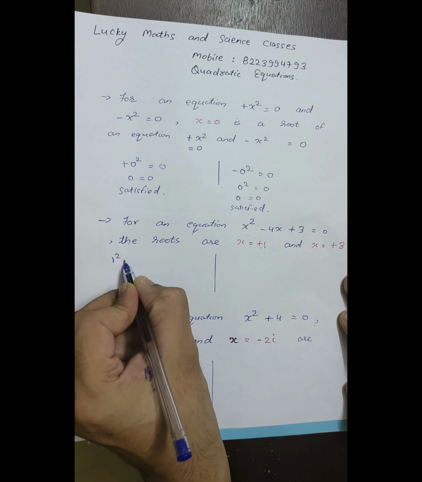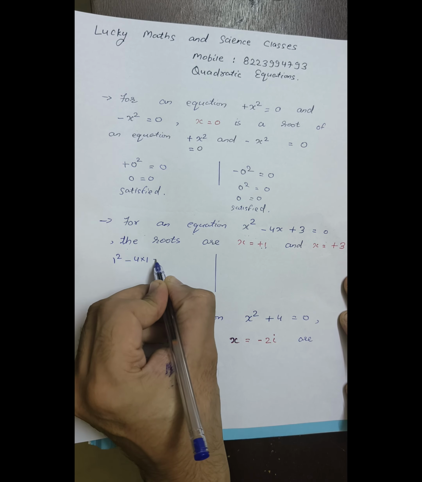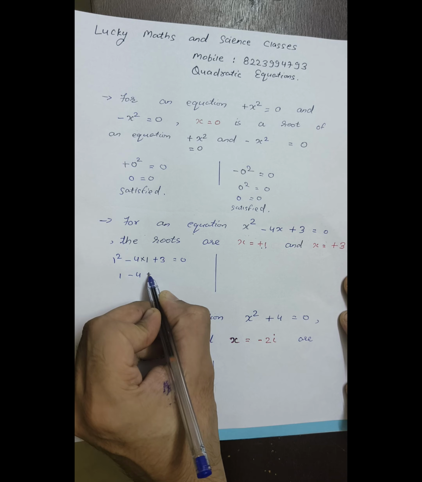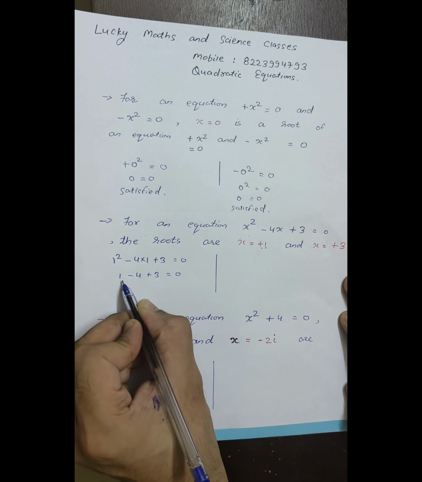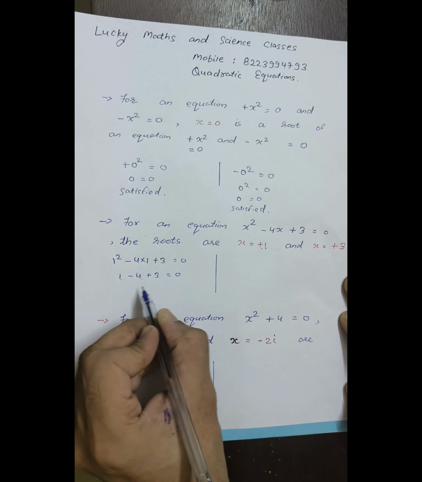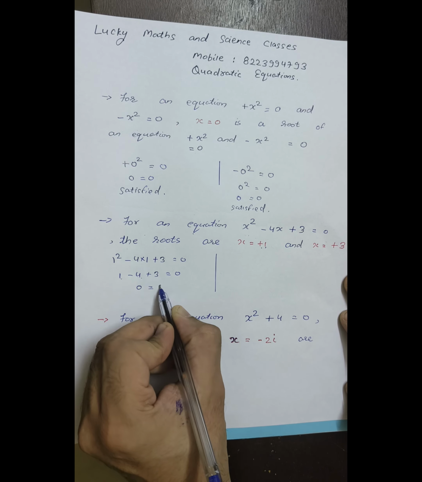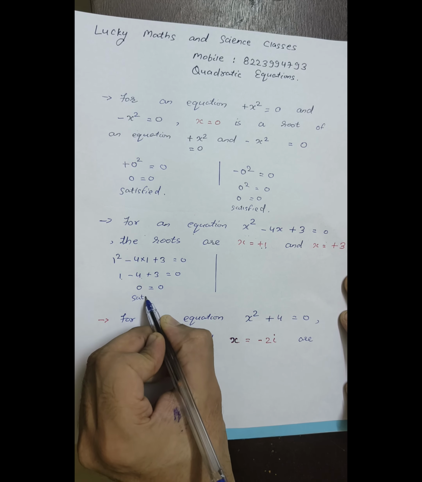1 square minus 4 into 1 plus 3 is equal to 0. 1 minus 4 plus 3 is equal to 0. 1 minus 4 is minus 3, plus 3 is 0. 0 is equal to 0. Satisfied.